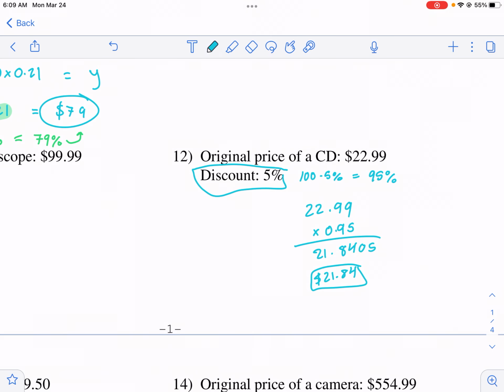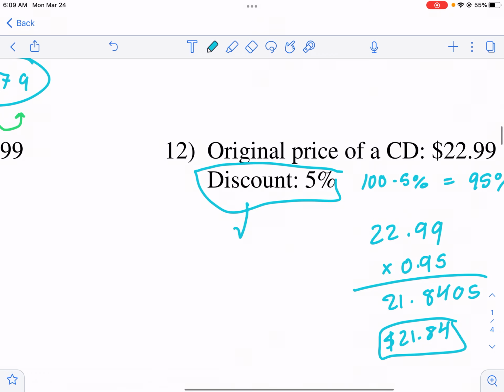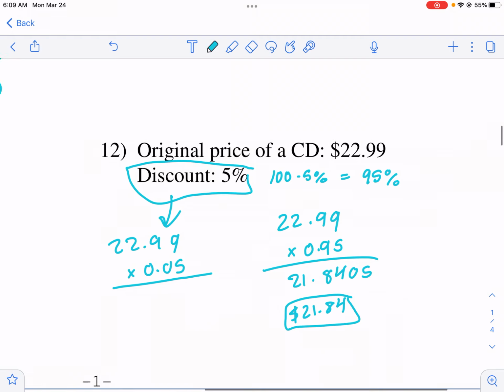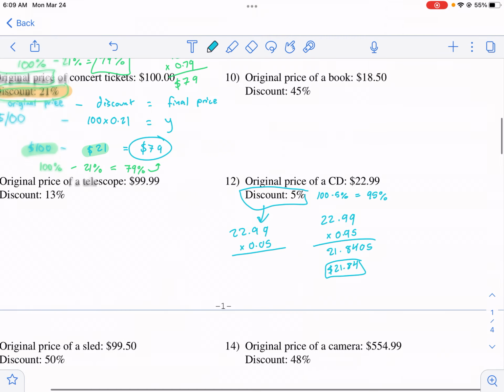Okay. Now, if I needed to know what the discount was, and how much it was, well, then you just got to do $22.99 times 0.05. Okay. It'd be important that you do this like we showed originally. But honestly, most of the problems are just going to be final price.